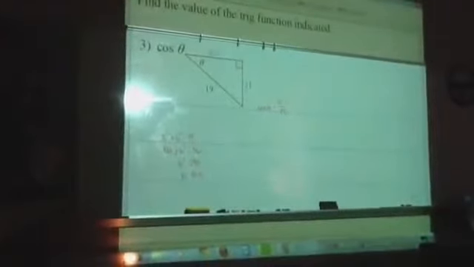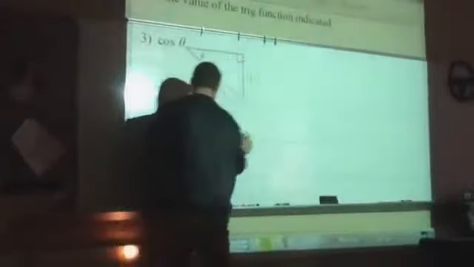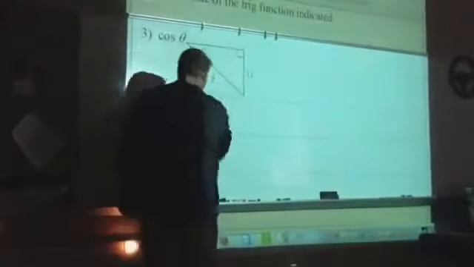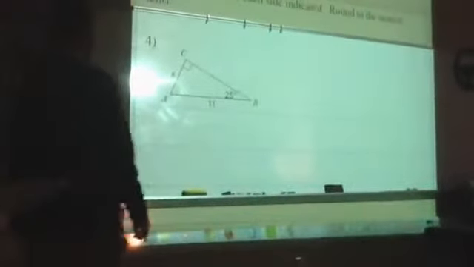Number 1 was a gimme. It had everything you needed. You just had to write it down. Then we got into actual questions that required some type of thinking. Number 4 said find the measure of each side indicated. Round to the nearest 10.